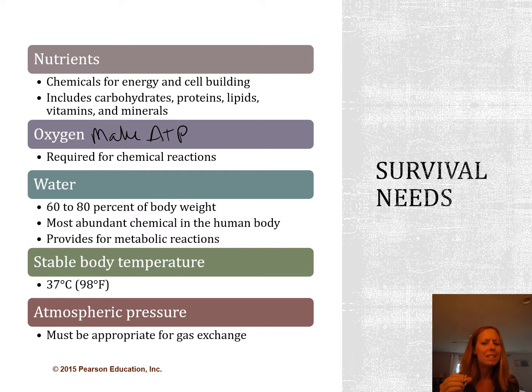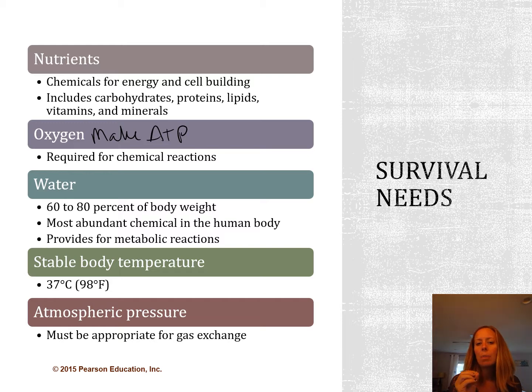The reason why we need a stable body temperature is because that's the temperature that our enzymes work at. And if our enzymes aren't working, our reactions won't happen in our body. So you can't break down food, you can't make things. It's really important that our enzymes work. And 98 degrees is where they work the best.